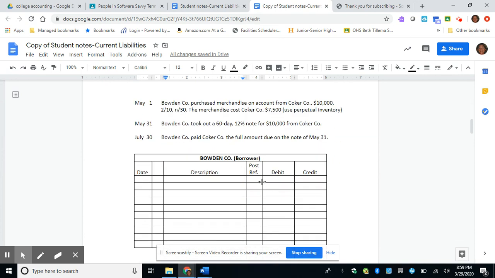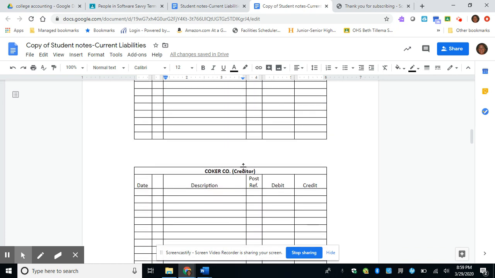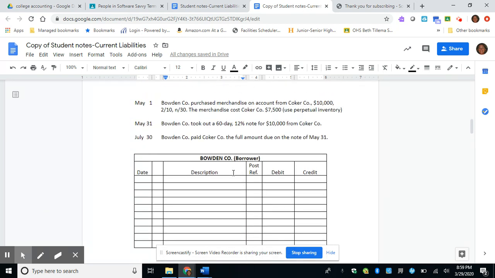We've got some practices here. So we are going to take a look at both the Bowden company and the Coker company. Bowden is the borrower or the buyer, and the Coker company is the creditor or the seller. So I'm going to start here. Bowden buys merchandise from Coker for $10,000. The terms of the sale is 2/10, n/30, and the merchandise costs the Coker company $7,500, which is why they're making a profit for selling it for $10,000.